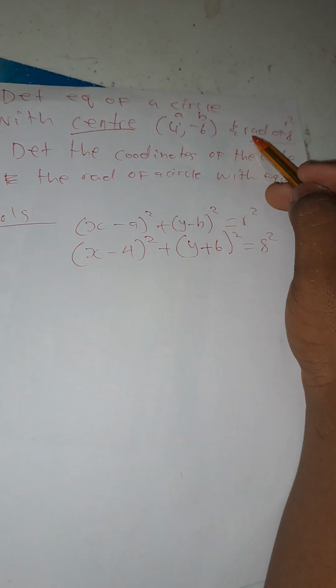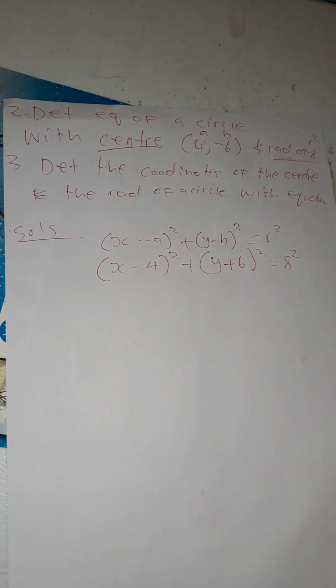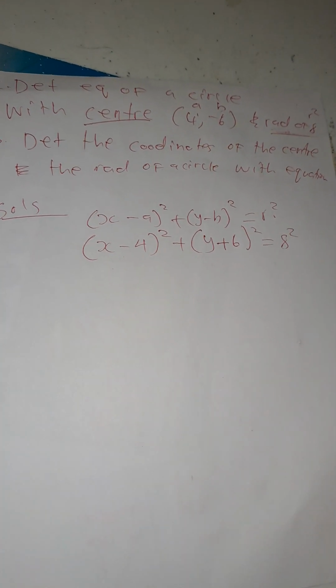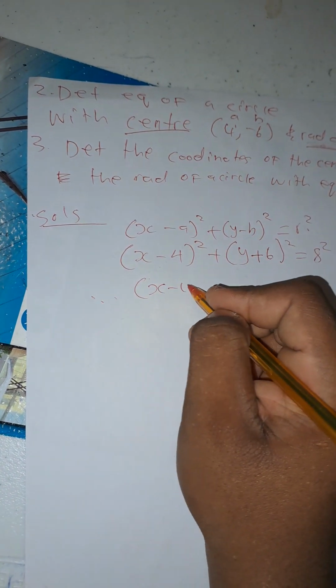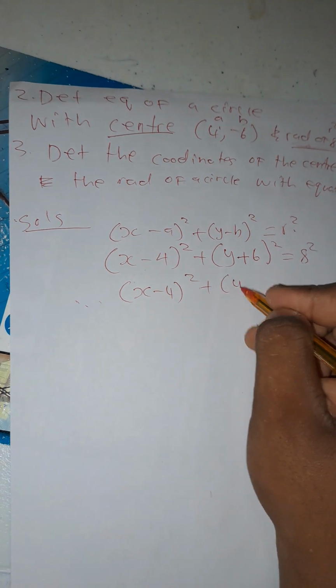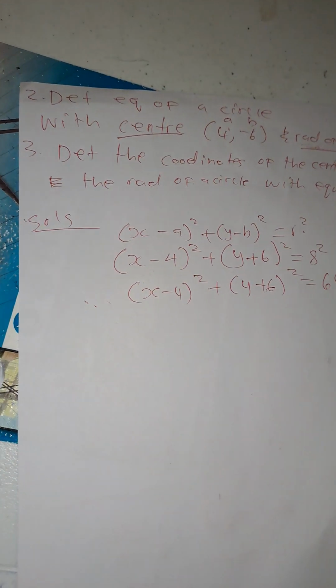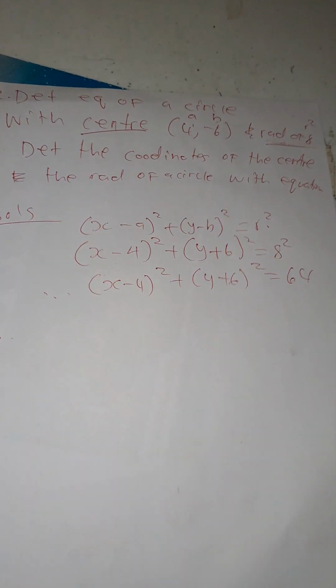If they said a radius of 8, please, it is the same as r². Don't confuse yourself, because you're already squaring there. Therefore my equation would be (x − 4)² + (y + 6)² = 64. You're done. And then number 3, this one, please pay attention.